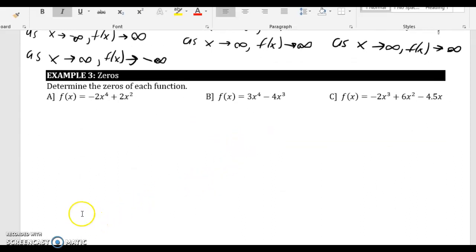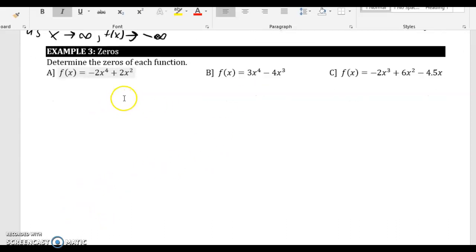Now we need to talk about zeros, finding the zeros. We'll look at doing it on the calculator. We'll also look at doing it by hand. So let's talk about this first one. Let's do it by hand. When you're finding zeros, you need to set the equation equal to 0.